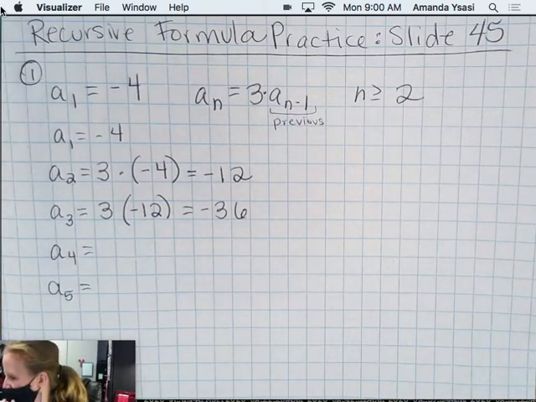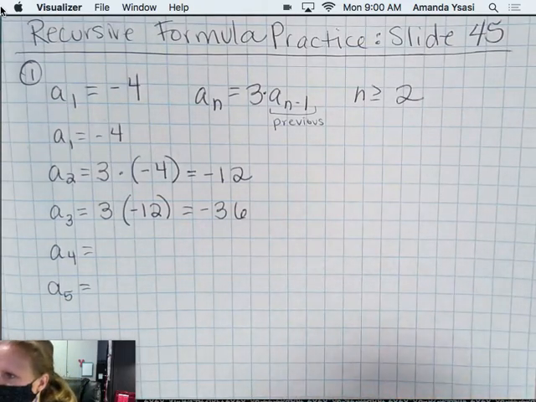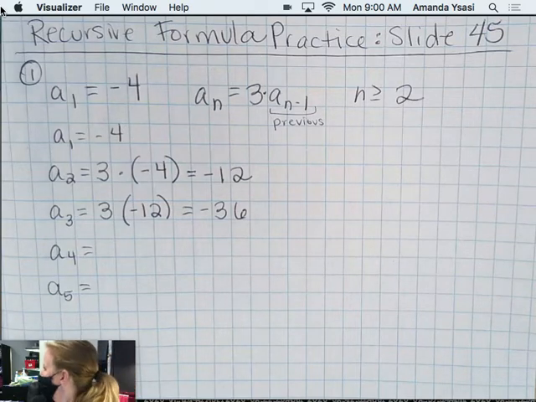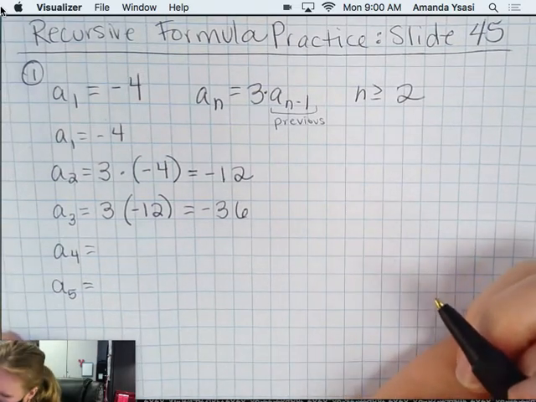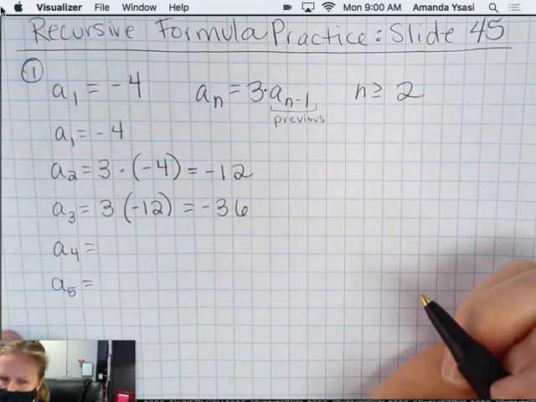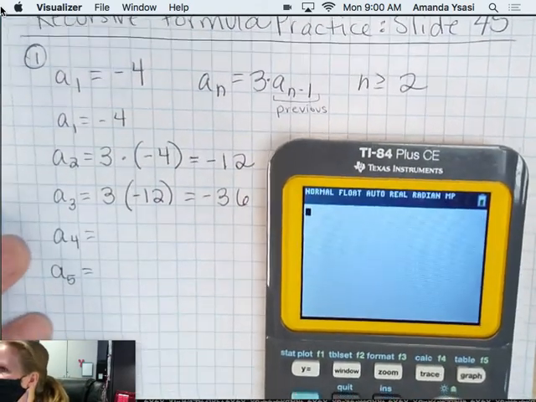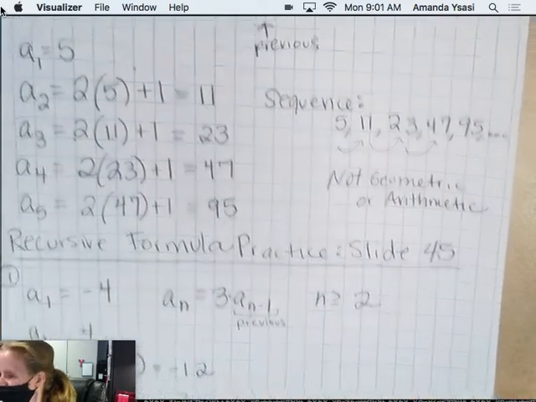Sure. Yes, you may use a calculator. And then list out the sequence like we did for this other one. And then decide if it's arithmetic, geometric, or neither.